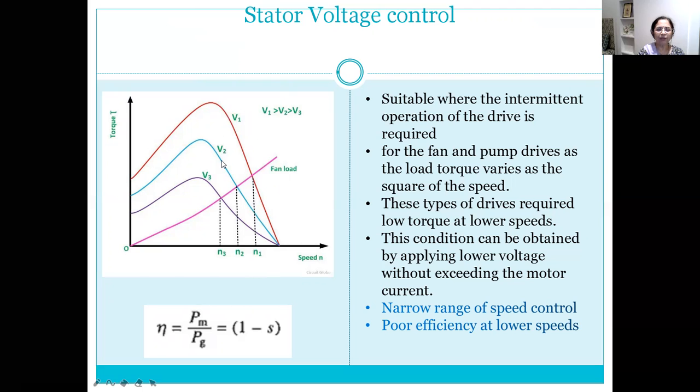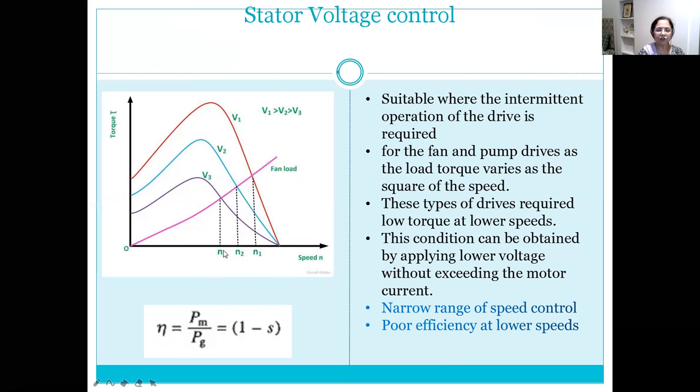When we reduce it to V2, the fan load requirement also reduces because this is also a variable load requirement of the fan. When the voltage reduces, the developed torque by the motor also reduces, but at the same time, the fan load requirement also is seen reduced. In such cases, the new stable operating point can be achieved, which is N2. So usually voltage is reduced with expectation of reduction of speed, which is achieved.